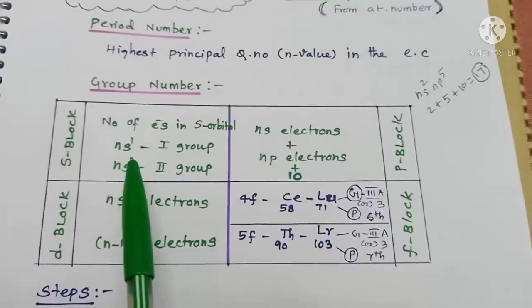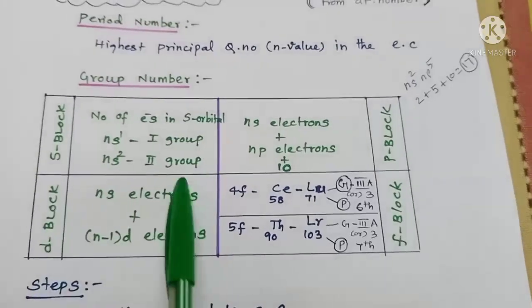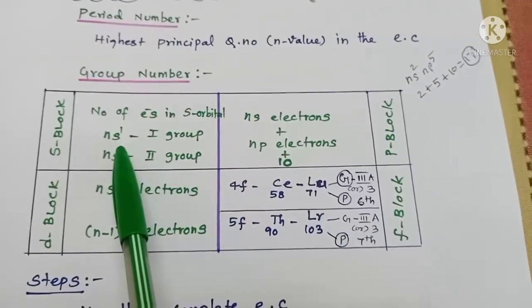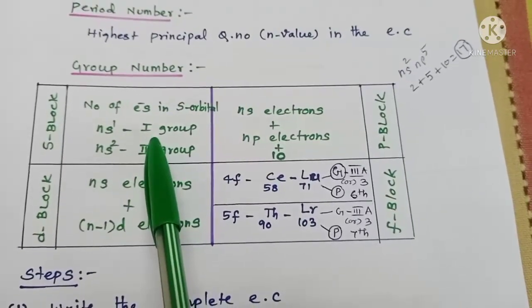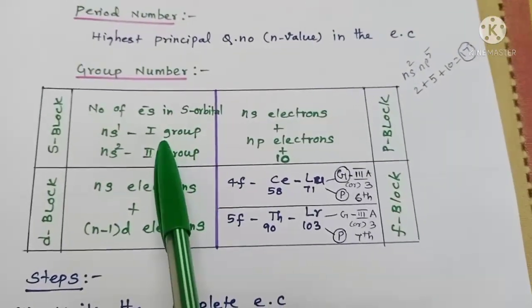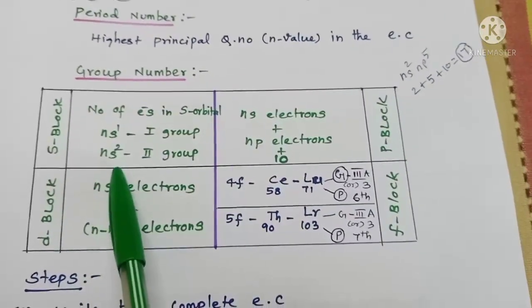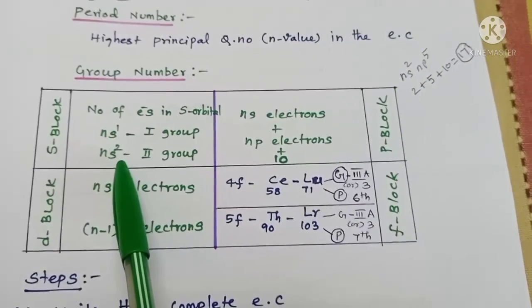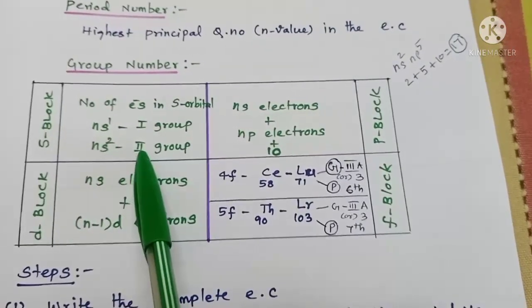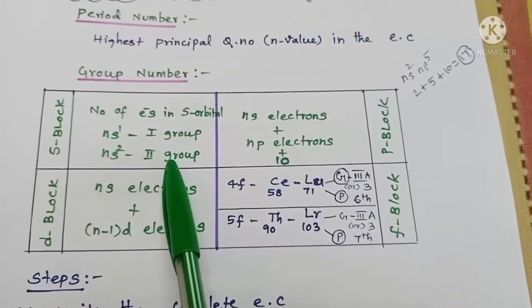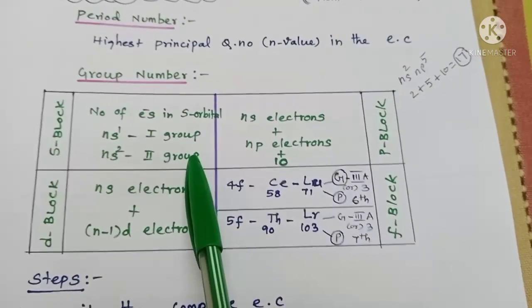Now, after writing the electronic configuration, you look at the valence electron. If the valence electron is present in the s orbital and it has s1 configuration, or ns1 configuration, then the group number of that element is 1, or 1A group, which is nothing but alkali metals. Similarly, if the valence electron is in the s orbital and there are 2 electrons in the s orbital, which means it has ns2 configuration, then that element will belong to group number 2 or 2A, which is nothing but alkaline earth metals.